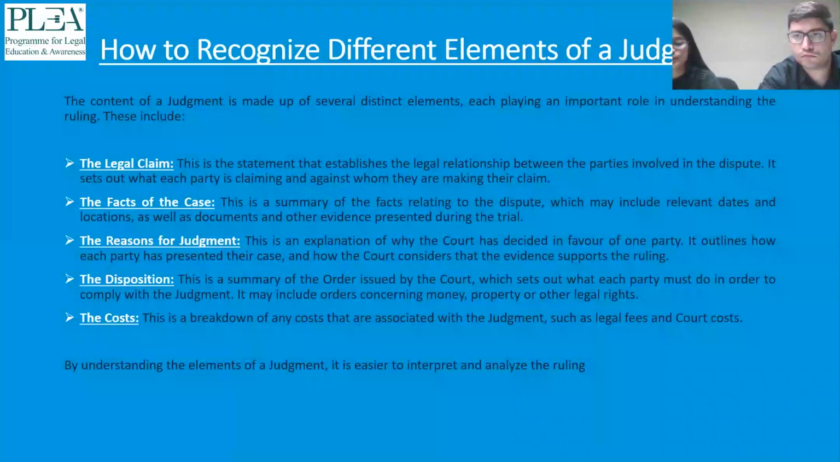Now, while you're going through the judgment, it is very important to recognize these different elements of a judgment, because, as I said, when you recognize and bifurcate these elements, it will be easier for you to skim through the judgment faster and in an easy manner. So the first thing is the legal claim, that is what the party is seeking. This is the statement that establishes the legal relationship between the parties involved in the dispute, and sets out what each party is claiming.